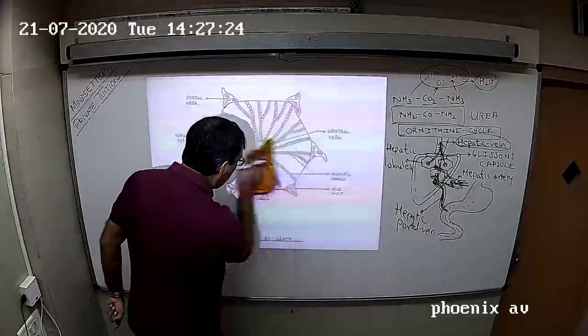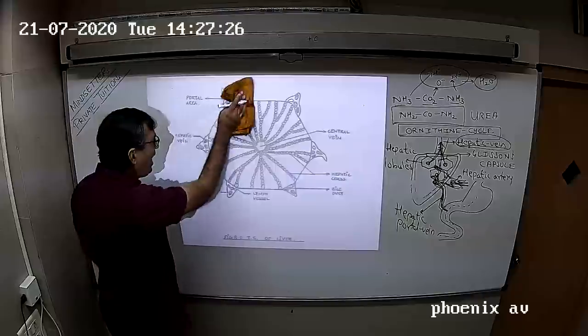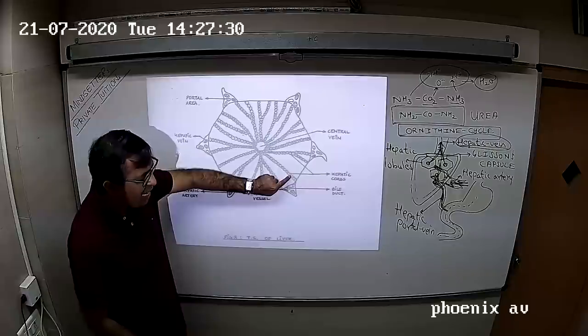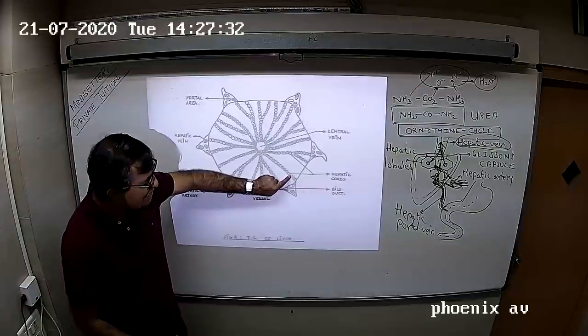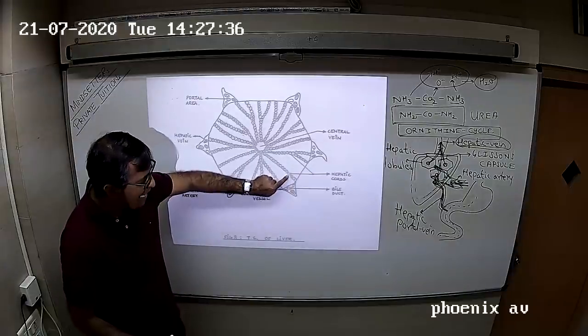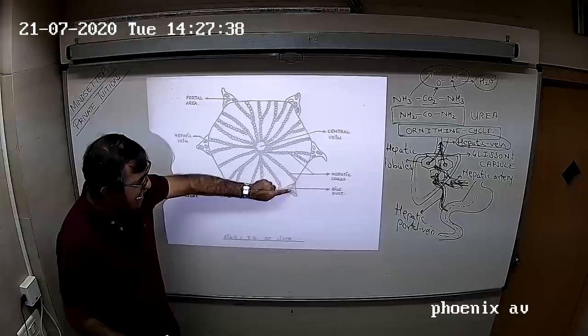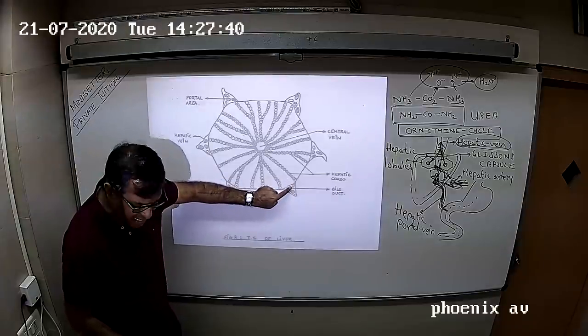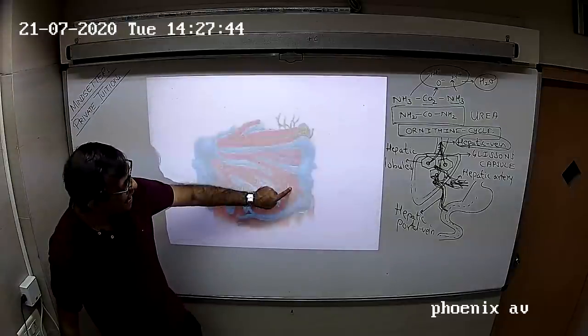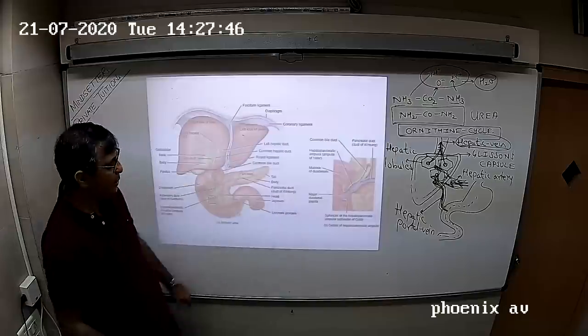So once again, very carefully, where has bile been produced? Bile has been produced by hepatocytes, liver cells. It has gone into the bile duct by capillaries, which are called bile capillaries. And bile capillaries will now pass like this.